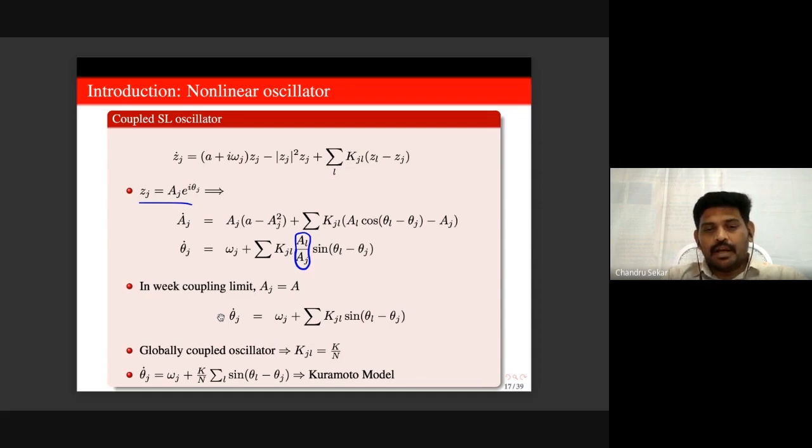When we consider the globally coupled case, that is, q_jl equal to K by N, all the oscillators in the network are coupled to all the other oscillators. We call that a globally coupled oscillator network. In that situation, this phase equation becomes the Kuramoto phase equation.